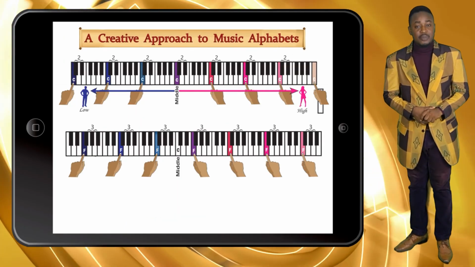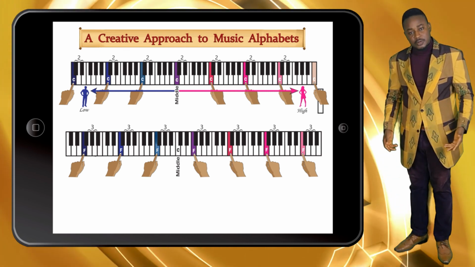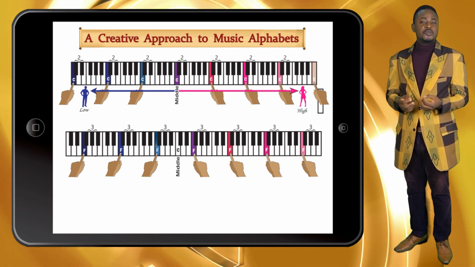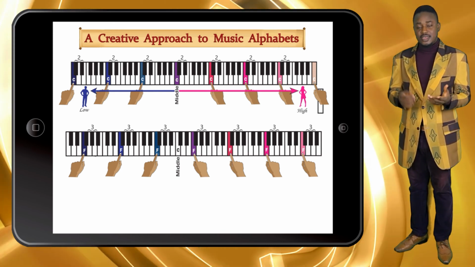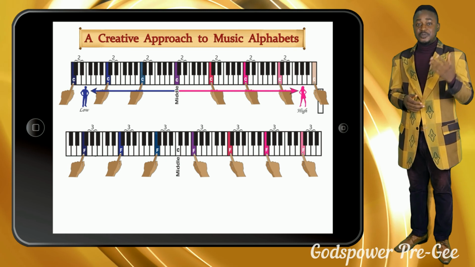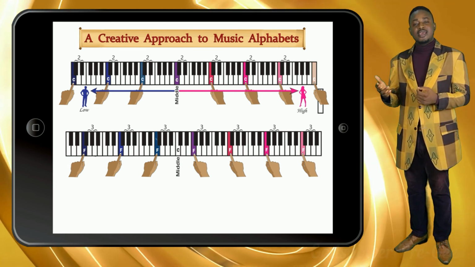So in summary, I believe it's very easy for anyone to find all the C's on the piano and all the F's on the piano using this very simple principle. 2 dots for C, 3 dots for F becomes 2 black keys, C behind it, the 3 black keys, F behind it.